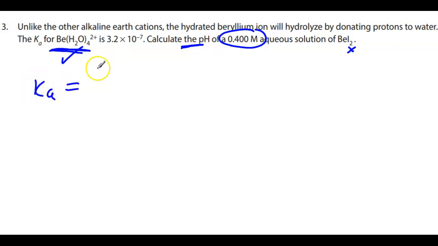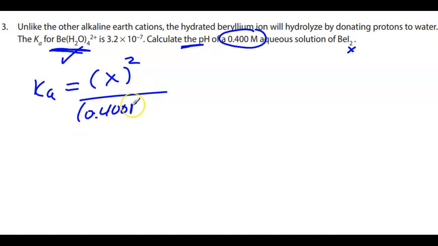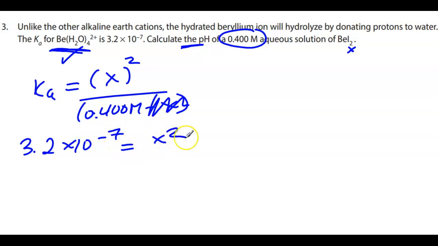We know our Ka is going to be X squared over 0.400 moles per liter minus X. Our Ka value is here, so just double check the 100 rule. So 0.4 divided by 3.2 times 10 to the negative 7. That gives us 1.25 million. So that's definitely gone. So we're going to have here 3.2 times 10 to the negative 7 is equal to X squared over 0.4.